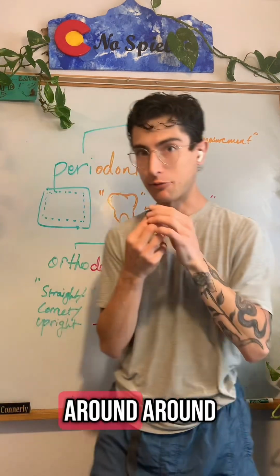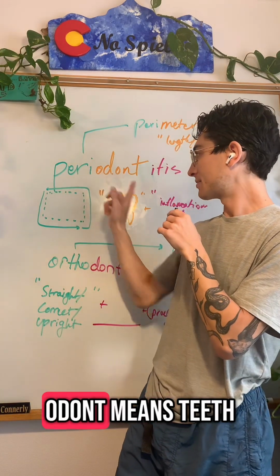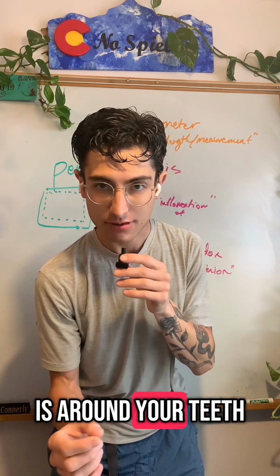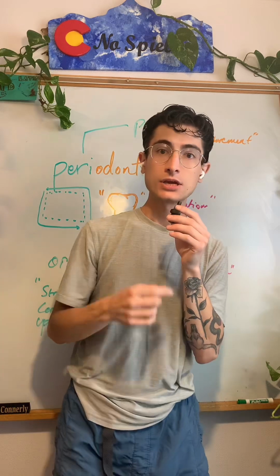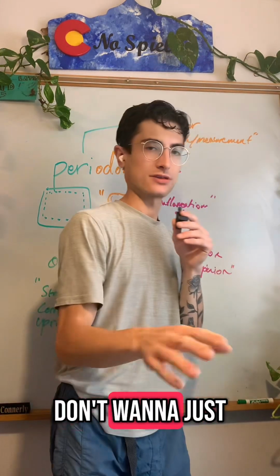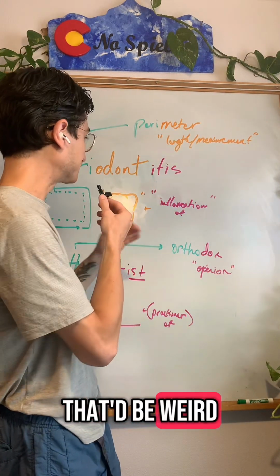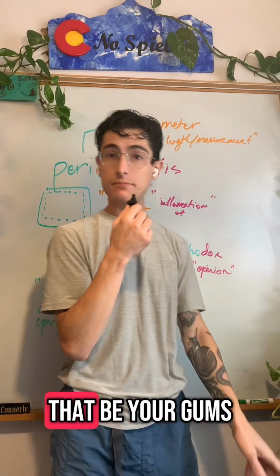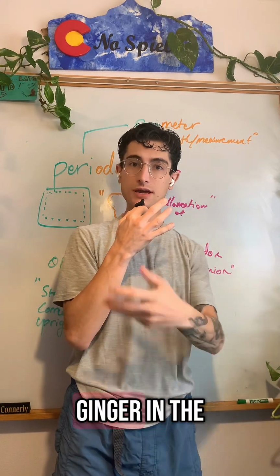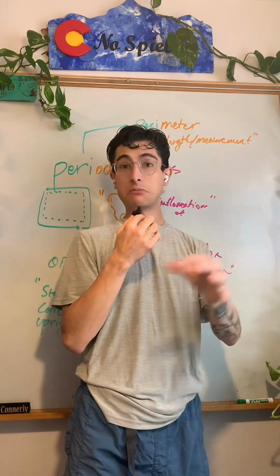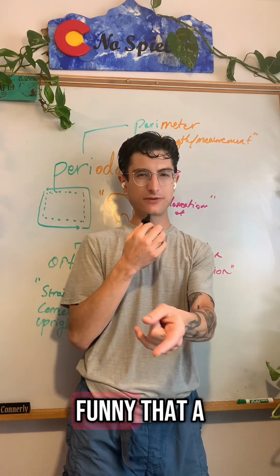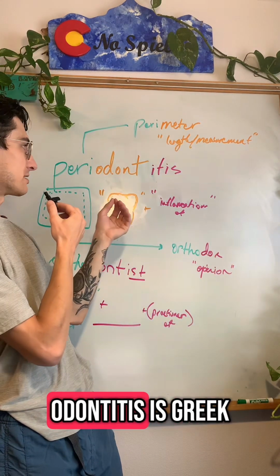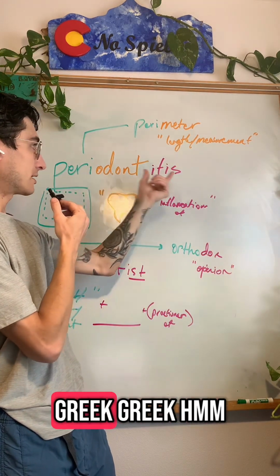Peri means what? Around. Odont means teeth. Itis is the inflammation of. What is around your teeth? Hmm? Your gums. I don't want to just show you guys my gums. That'd be weird. So inflammation of the teeth around, and what would that be? Your gums. Gingiva in the Latin, gums. Itis, inflammation of. Funny that gingivitis is Latin and Greek, and then periodontitis is Greek, Greek, Greek.